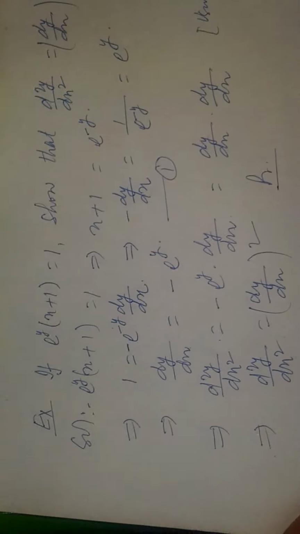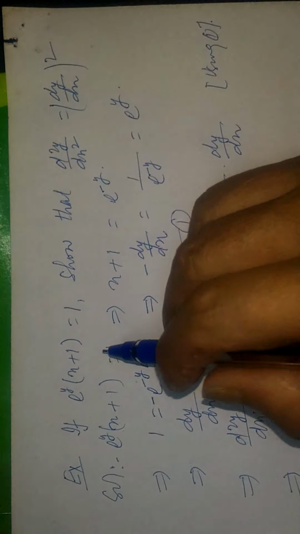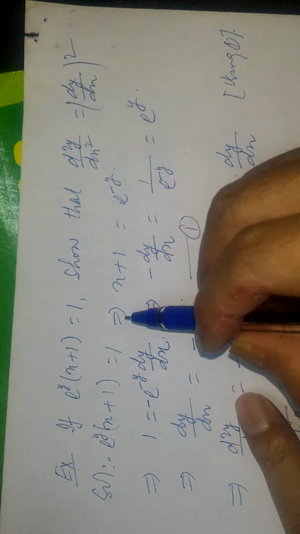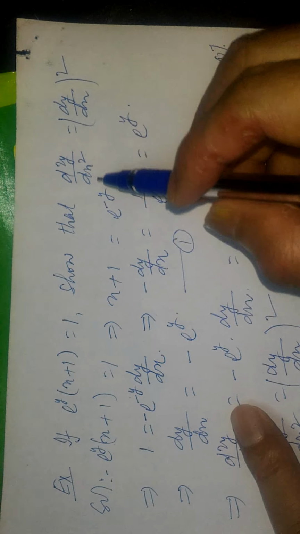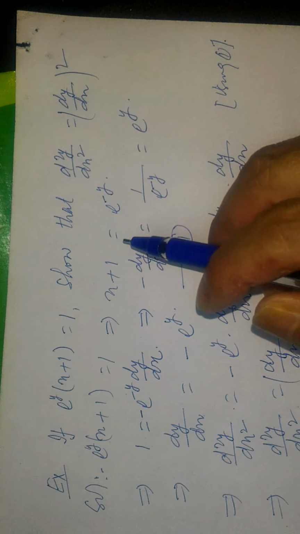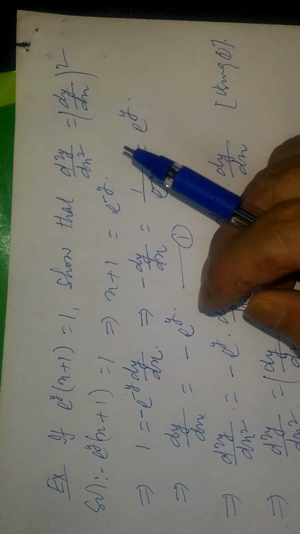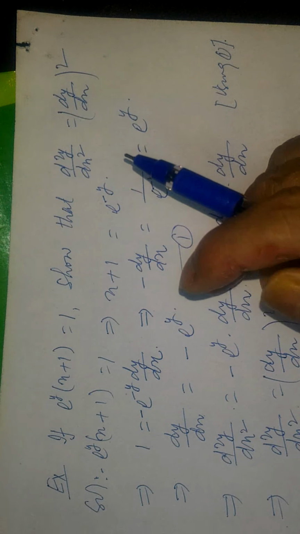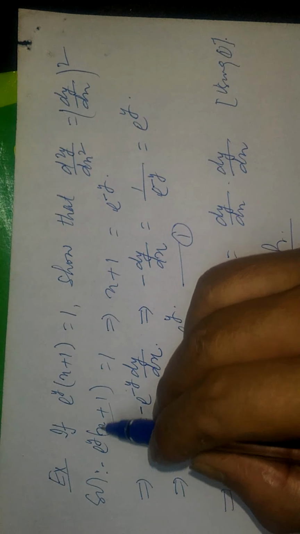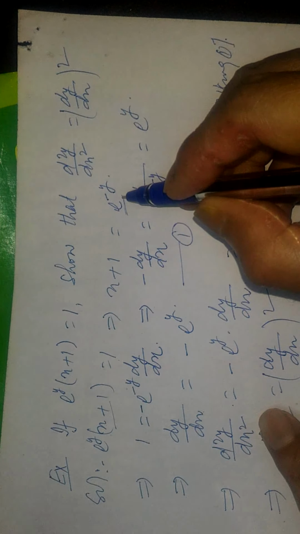Now we'll take one more question, and a very important one. If e to the power y times (x plus 1) is equal to 1, you have to show that d2y/dx squared is equal to (dy/dx) whole squared. Now, before you start, try to see if it can be explicitly separated. If we take x plus 1 to this side only, e to the power y on this side, it will be dividing here, and then we can write this as e to the power minus y.